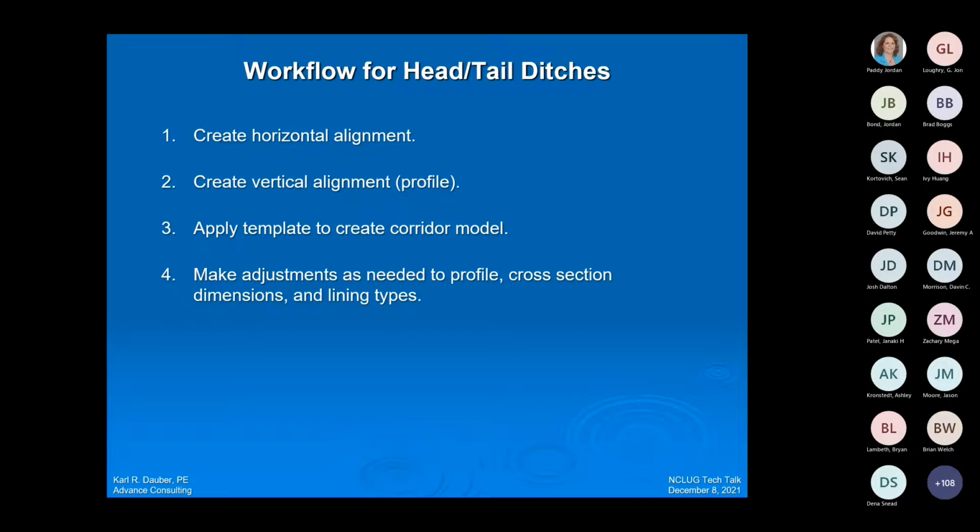For the head and tail ditches, they're pretty straightforward. It's following the same process that you're familiar with if you've done any corridor modeling. You create your horizontal alignment, add a profile, and then apply a selected template to create the corridor model. And then you make adjustments as needed to the profile or the cross-section dimensions and the lining types to finalize the design.